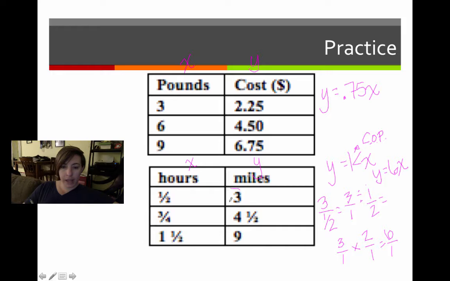You just divide the y value divided by the x value. Now, some of you know that 1/2 times 2 is 1. So anytime your x value is 1, your constant of proportionality is whatever is over here on the y value. So to get 1/2 to 1, I would do times 2. 3 times 2 is 6. Either way, you get your constant of proportionality.